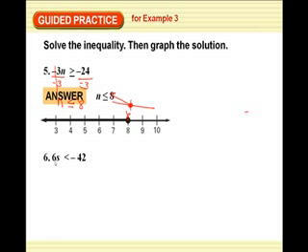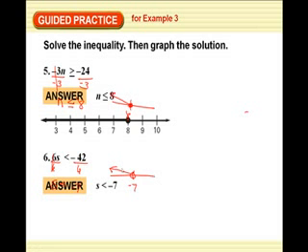So this time we divide by 6 to solve it. Now here we are not dividing by a negative, so you do not flip the sign on that one. So that's probably the worst part, is remembering when do I flip the sign, when do I not flip the sign.